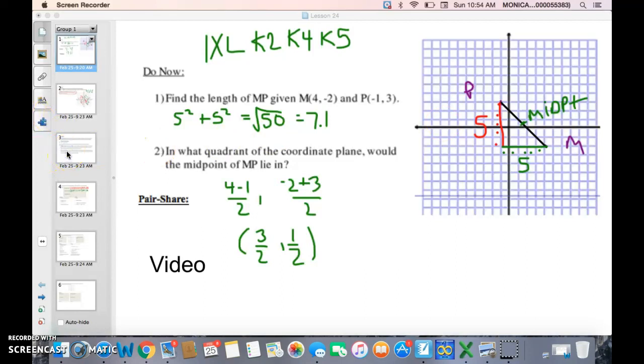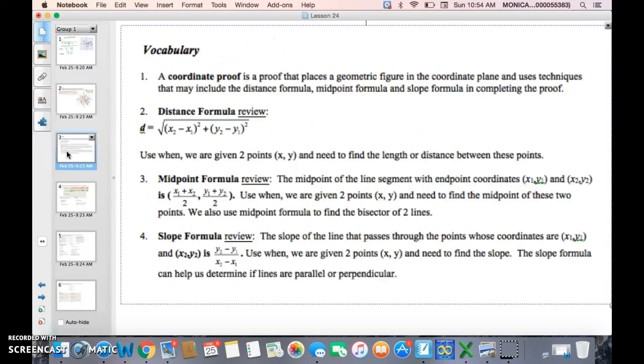Okay, let's review this vocabulary that we're going to need to be successful with this unit. So first of all, a coordinate proof is a proof that places geometric figures in the coordinate plane and uses techniques like distance formula, midpoint formula, and slope formula to complete the proof. And so quickly review the distance formulas here. I'm going to encourage you to try to use the distance formula rather than graphing, just because it's not very often that graph paper will be supplied to you when you're taking the EOC.